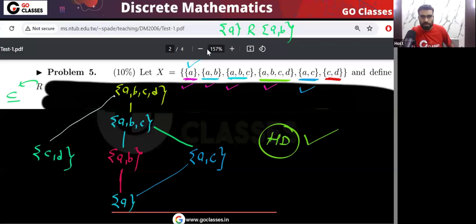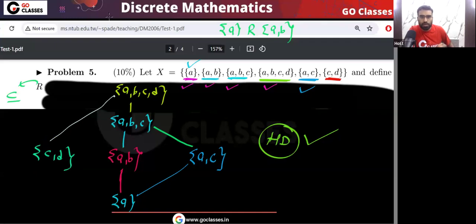Is there anyone thinking that CD should be at the bottom level? No, there is no concept of bottom level. Remember, you don't have any concept of level. You can put it here, no problem. You can put it here, that is also no problem. If you want, you can put it here also.